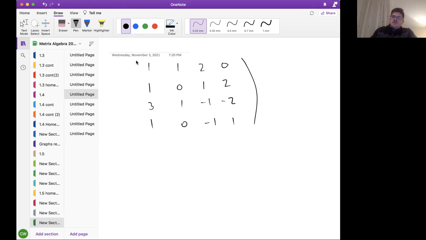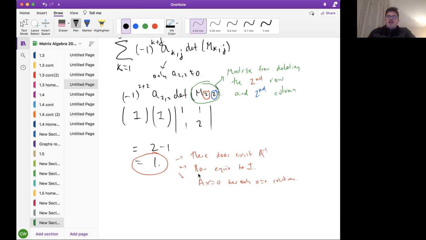Row equivalent means you can transform the matrix to identity using elementary matrices. Correct. So row equivalent means there exists a sequence of elementary matrices multiplied on the left that give you identity. So each of those elementary matrices are row operations.